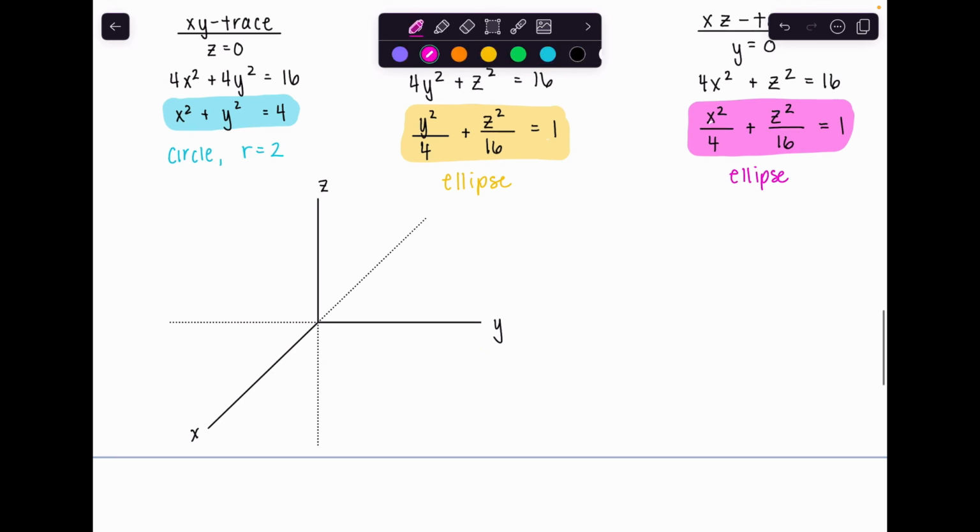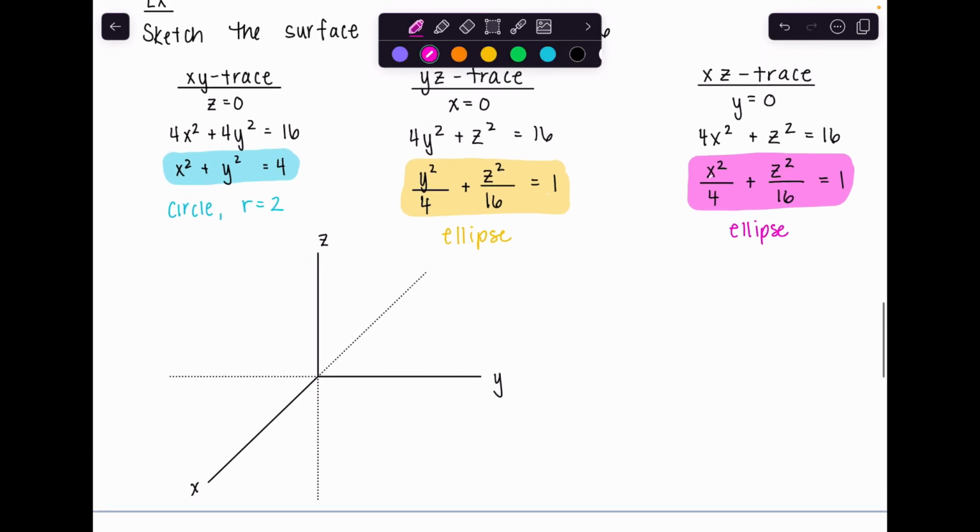Okay. So we're going to start with our XY trace. It is a circle of radius 2. That means I need to go 2 in every direction. So I'm going to go ahead and do my best to keep this consistent. We go 2 in each direction.